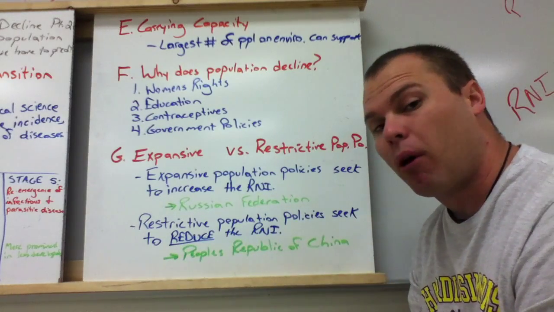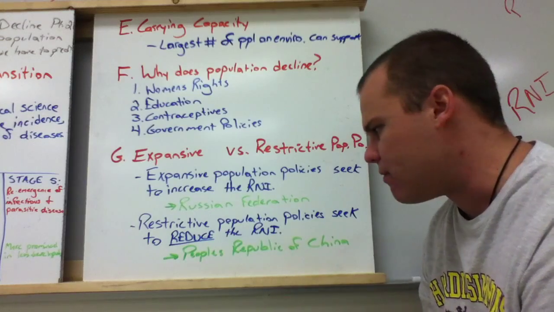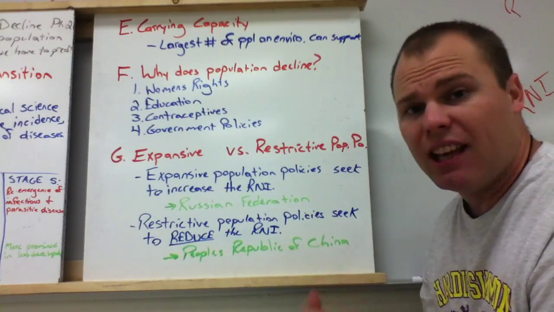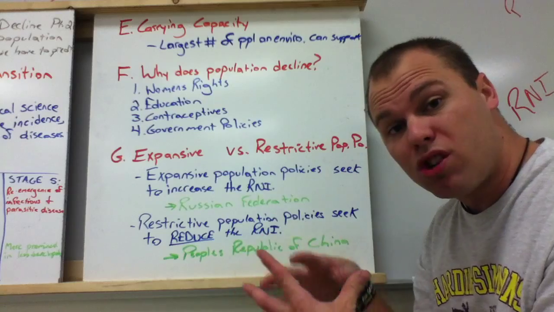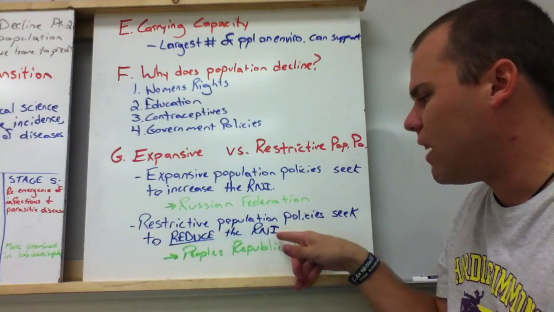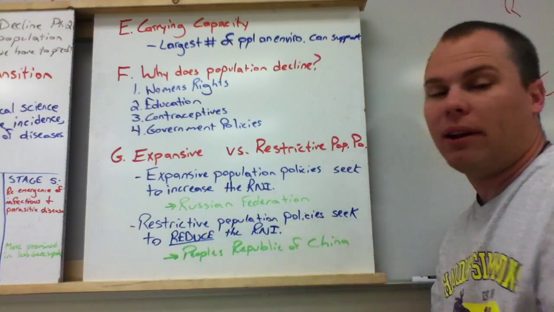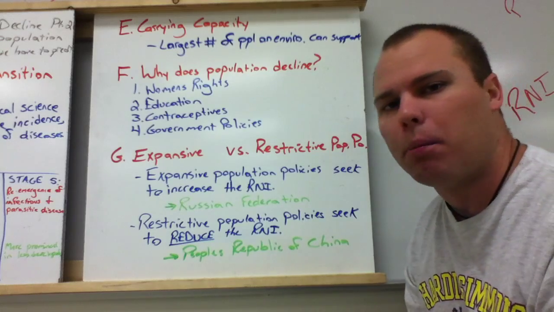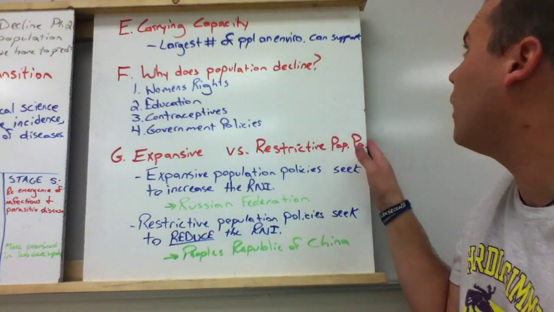Another that we think about more prominently is restrictive population policies. And these are policies that seek to reduce or to restrict the rate of natural increase. The People's Republic of China is the best example that I could come up with, a one-child policy.